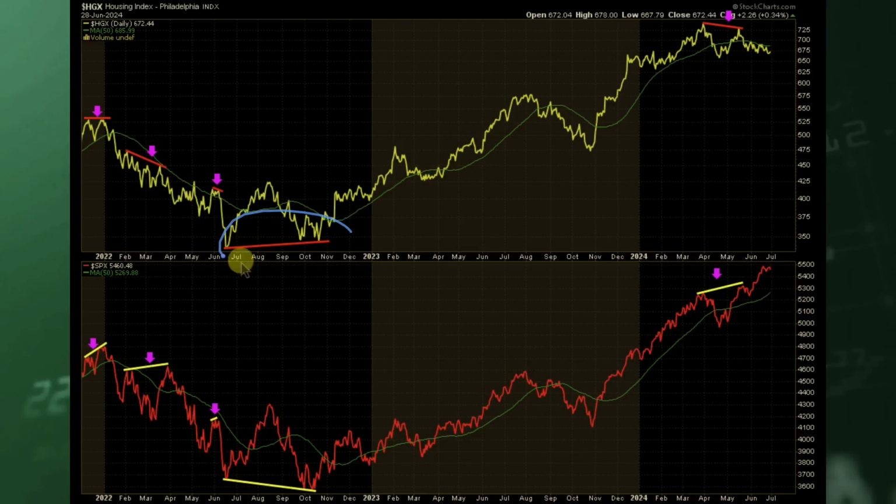And the flip side too, there's also times where you get bullish divergences. But the housing market right now is kind of just flat on its face, consolidating while the market continues to press higher. That could be an ominous sign, but it might not be.